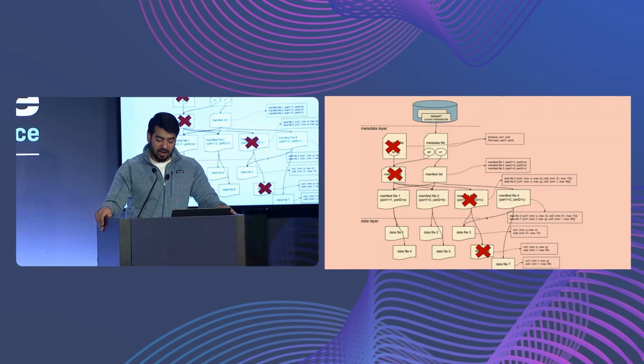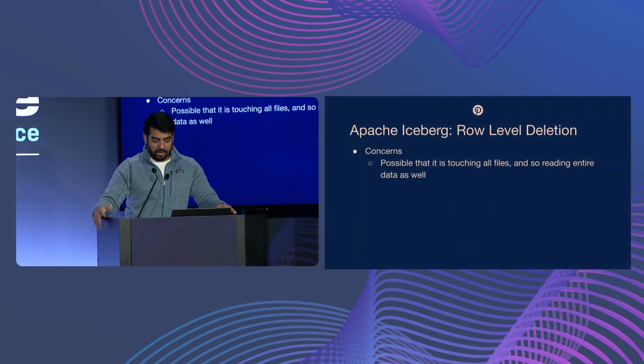It's only after you run a compaction or expire snapshot procedure that old snapshots, old metadata, and old data files are actually deleted. So great. We showed you how Iceberg can limit the number of files that actually need to be rewritten during a deletion, right?